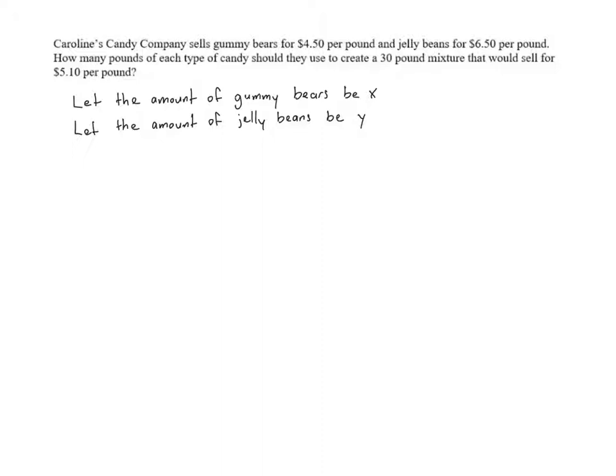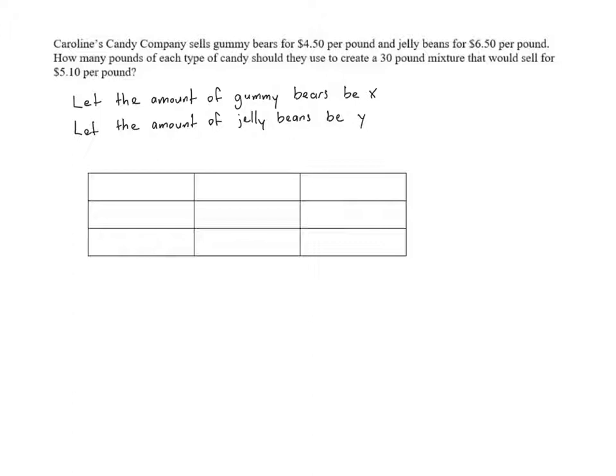All right, let's set up our table. Again, the relationship here is amount times rate equals the price. Because they're mixing gummy bears and jelly beans, those will be the first two. So we've got gummy bears and jelly beans. And we have the mixture, that's part gummy bears and part jelly beans. The amount of gummy bears is x pounds, and jelly beans, the amount is y. And they tell us for the mixture they want a 30-pound mixture. So the amount of that mixture is going to be 30 pounds.